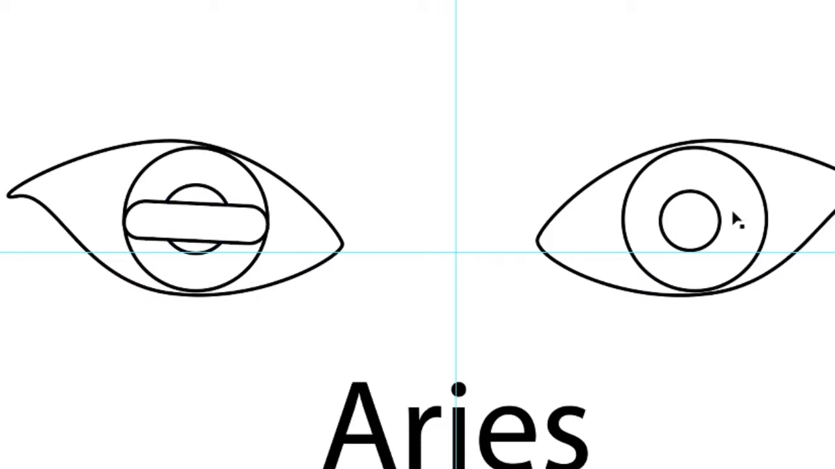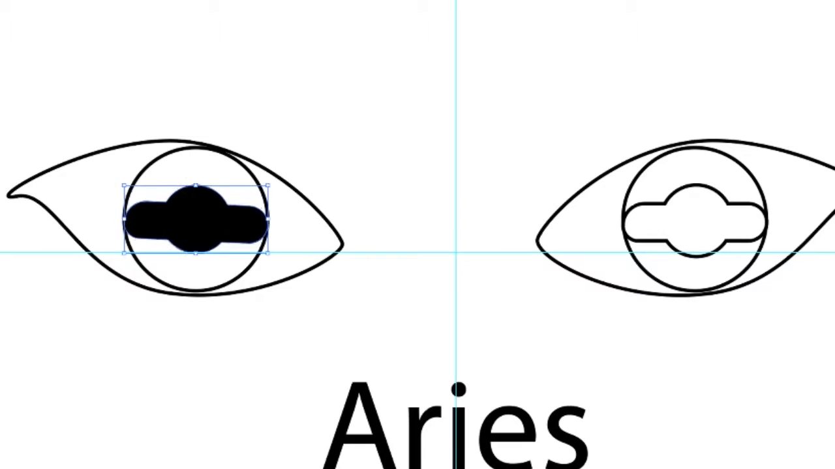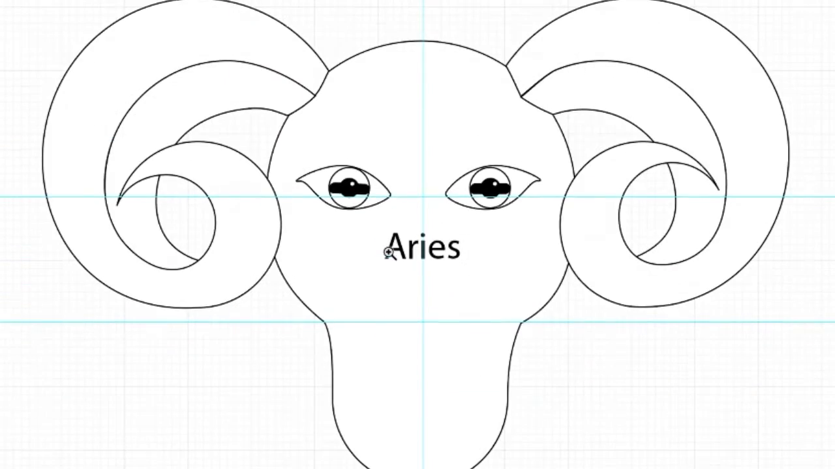Then I'm going to use a rounded rectangle tool to make the rest of the pupils for the ram's eyes, because rams and goats have a unique pupil where they can almost see 360 degrees, which is kind of crazy. But I filled it with black like all pupils and added a light highlight.